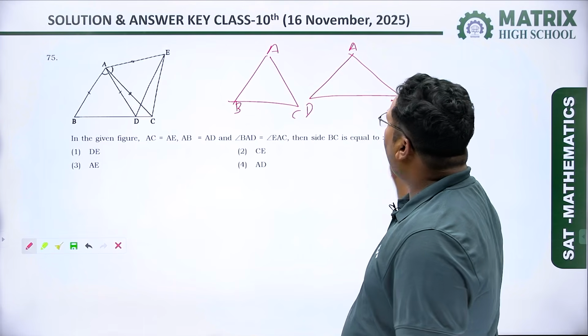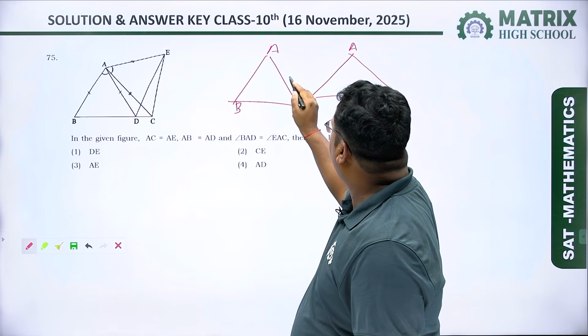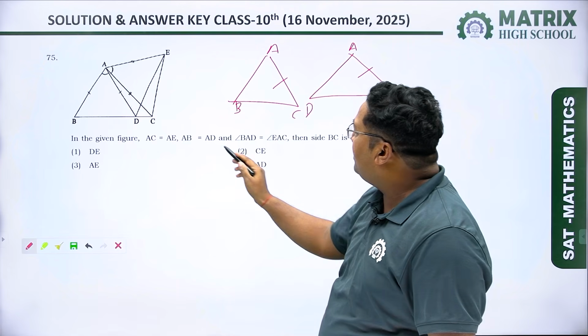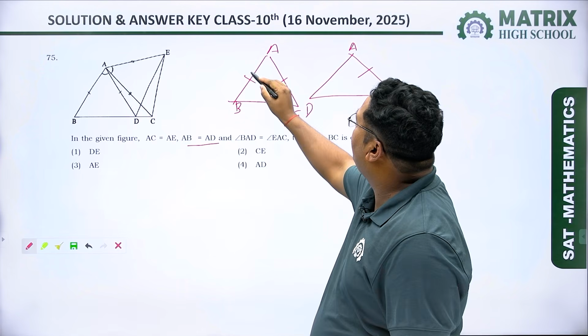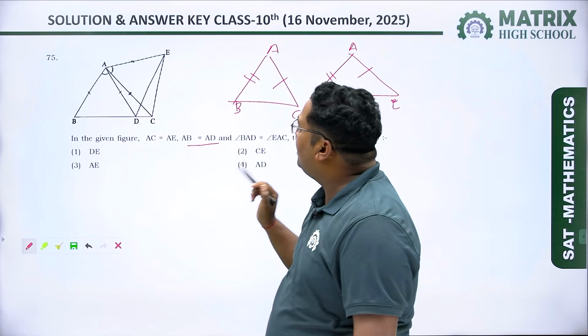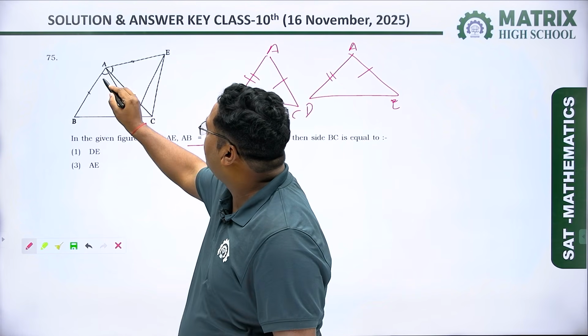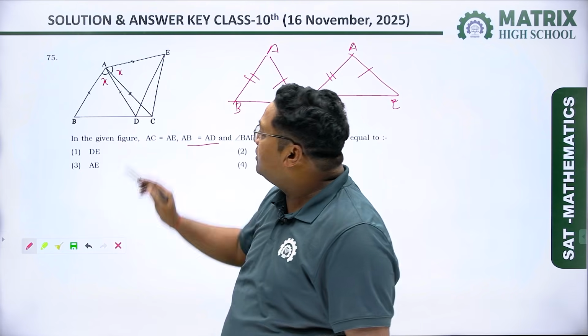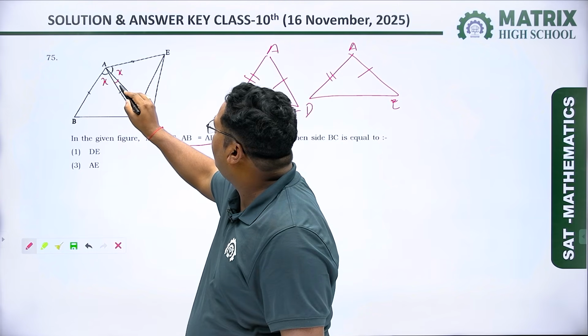So यहाँ पे आप देखिए हमें गिवन है AC इक्वल टू AE. So AC इक्वल टू AE हमारे पास गिवन है. नेक्स्ट हमें गिवन है AB इक्वल टू AD. So AB is this and AD is this. नेक्स्ट हमें गिवन है एंगल BAD इक्वल टू एंगल EAC. So let us assume this angle is x. So this angle is also x. So now we have to assume this angle is y.